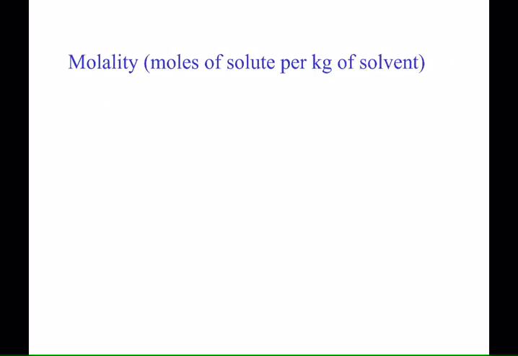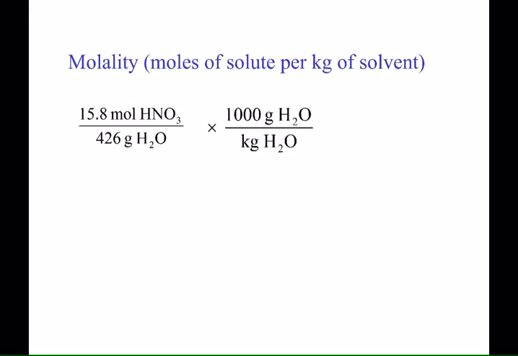Let's see, molality. Again, we're going to go with 15.8 moles of HNO3 over 426 grams of H2O. It should be moles of component per kilogram of solvent, so we have to fix our denominator, and we can do that by introducing 1,000 grams over 1 kilogram, rounding to 3 significant figures. We got a molality of 37.1. Is that what we had before? 37.0 for molality. Okay, so it is a little different. So a little m there.